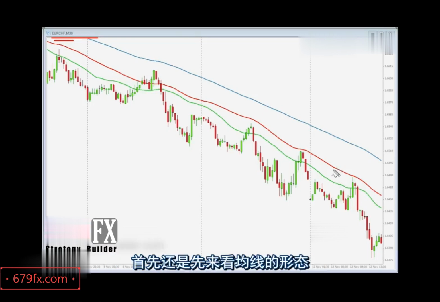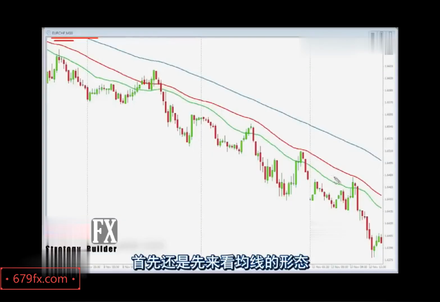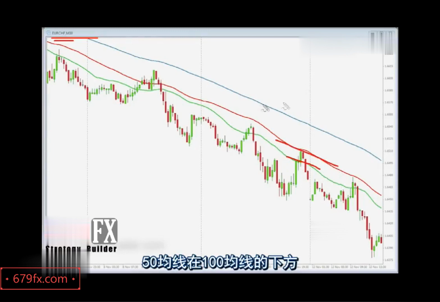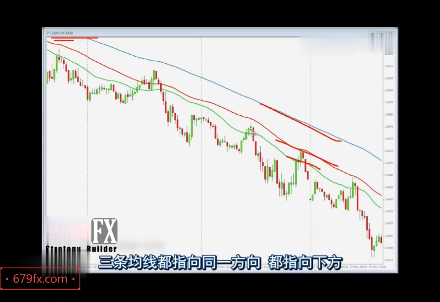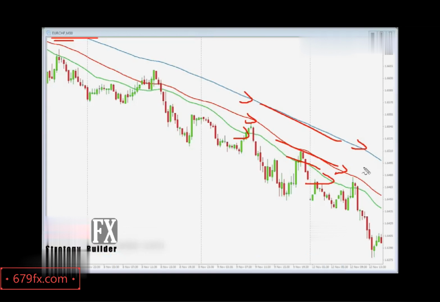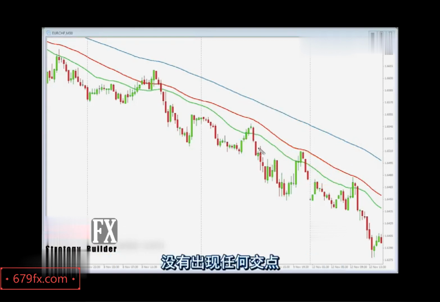First thing of all, as usual, we analyze the moving averages. The 30 below the 50, the 50 below the 100. Yep, we are in a downtrend so far. All of them pointing in the same direction, meaning down in this case. Good. There is no crossover whatsoever.